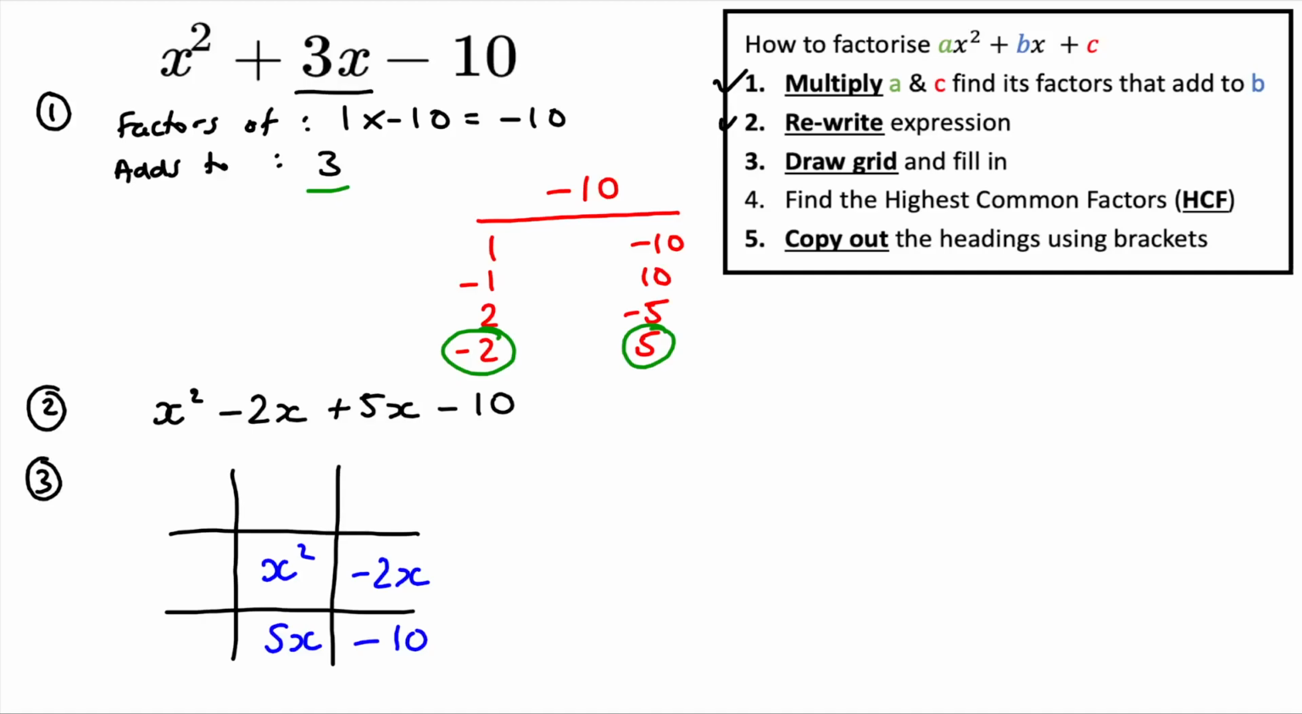I need to think about the row headings. Well, for x there, x times x gives me x squared. For the top right, x must be multiplied by negative 2 in order to get to negative 2x. And then x multiplied by 5 in that bottom corner. That means that when we write out our expression, we've done 2, done 4. So step 5, we're now going to write out or copy these expressions out. So the row headings are x plus 5, x minus.